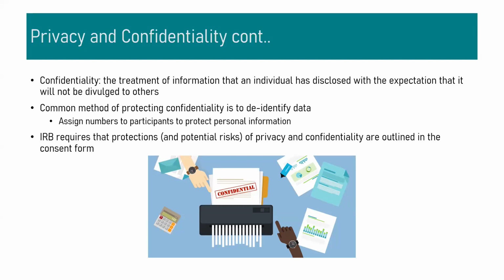The most common form of protecting data and information, other than de-identifying it, would be to keep all of your data on a private drive or in a filing cabinet if you're feeling old school, and then only allowing those who are essential to your research to access that information. And again, like I said, the IRB requires that all protections and potential risks of privacy and confidentiality are outlined in that consent form.